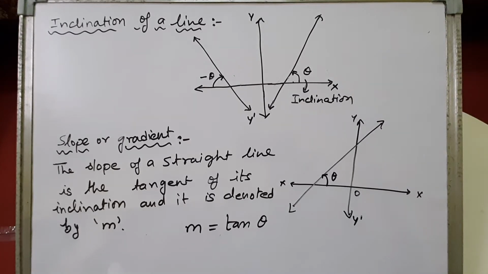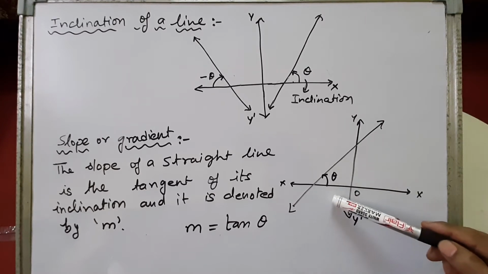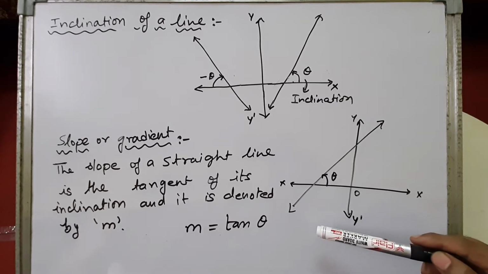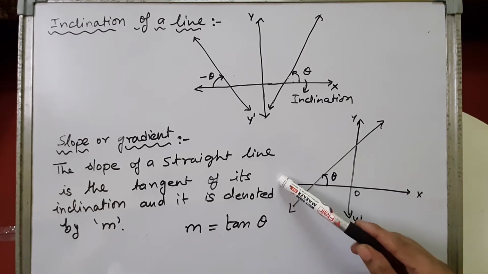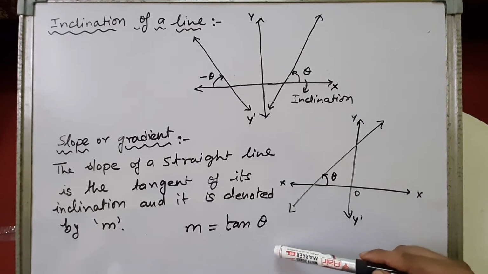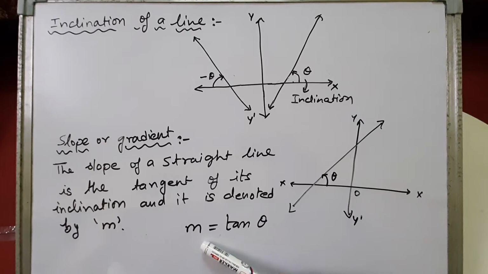Now let's come to slope. What is slope? Slope is related to the inclination. Suppose this line is passing and making theta angle with the x-axis. So slope, also called the gradient of a straight line, is the tangent of the inclination and it is denoted by m. That means m equals tan theta, where theta is the inclination, right? Note down this much first.